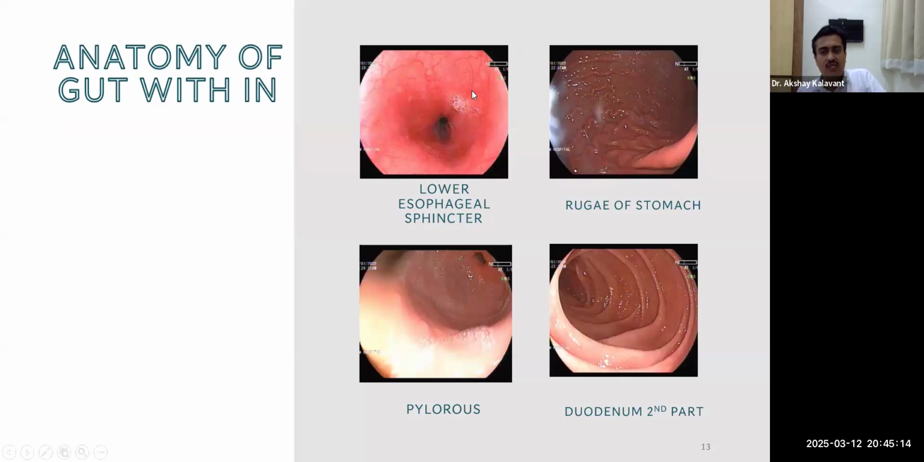So these are the normal mucosal lining over here, but sometimes we may end up in a patient with abnormal conditions where the normal anatomical picture, what we know, will help us in leading us forward. So this is the lower esophageal sphincter. Most of the times it will be closed, and once we insufflate, it opens.